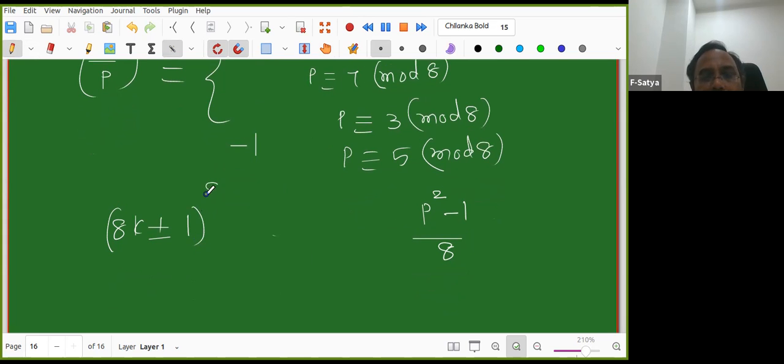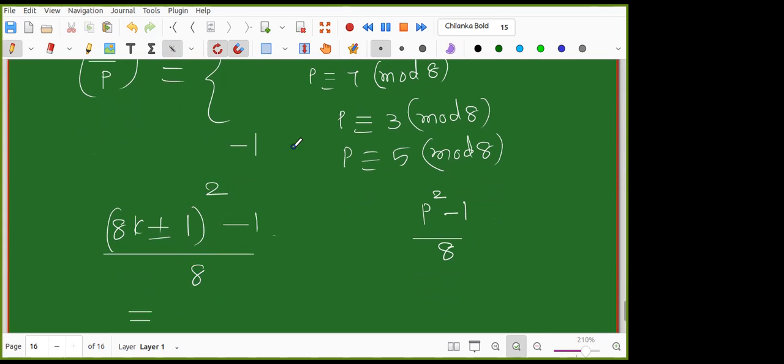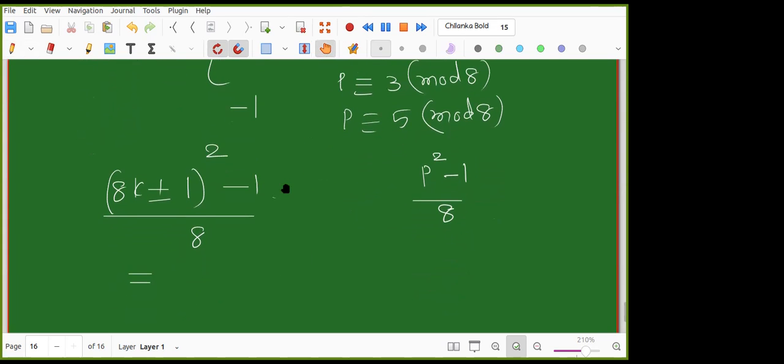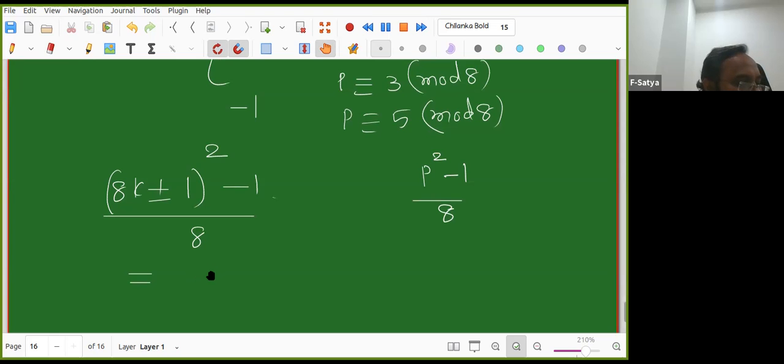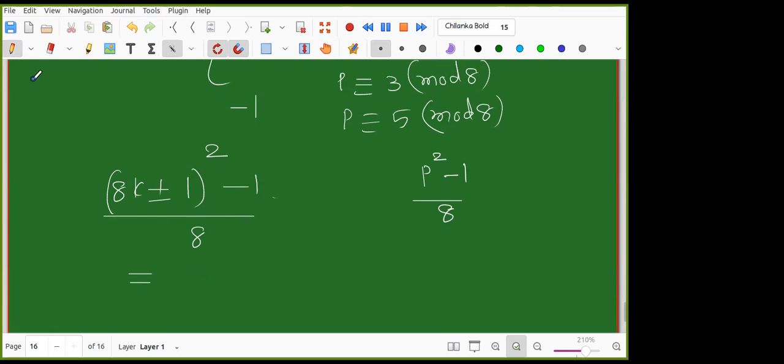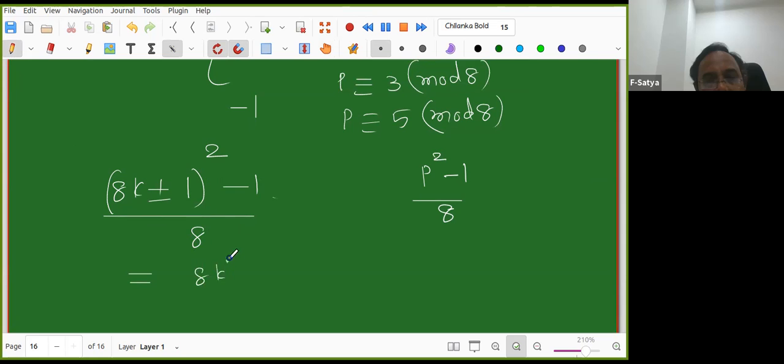Now, whole square minus 1 by 8. What is going to happen to this? Can you tell me? What is the final answer you get if you square it, subtract 1 and divide by 8? Are you able to see that? 8k square plus or minus 2k. Very good. Thanks, Vishal, again. Very good. 8k square plus or minus 2k.